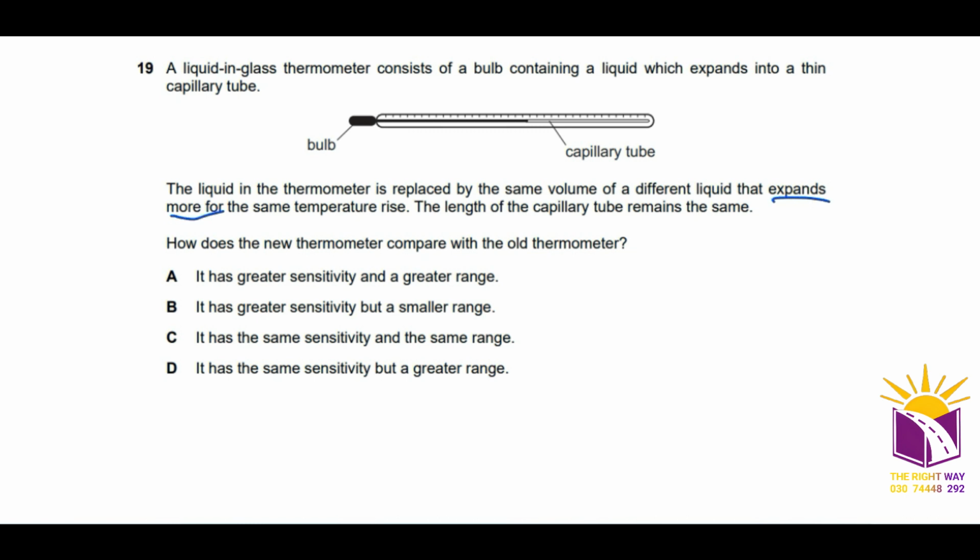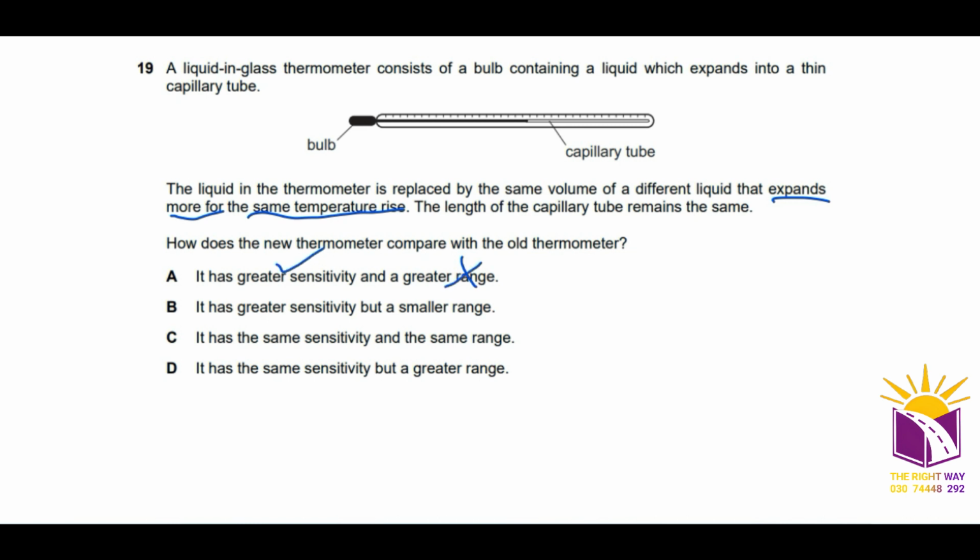It means that it is more sensitive for the same temperature. The length of the capillary tube remains the same. How does the new thermometer compare with the old thermometer? It is greater sensitive, that is right, and a greater range. No, it is not the greater range.